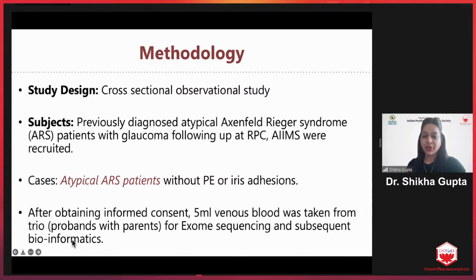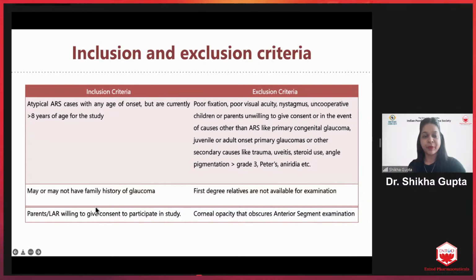So this was a cross-sectional observational study in which we recruited previously diagnosed atypical ARS patients with glaucoma who were following up with us. They had none of the characteristics of posterior embryotoxon or iris adhesions. After obtaining informed consent, we took trio blood samples for whole exome sequencing and processed them. The inclusion criteria were that they had to be more than 8 years of age so that we could strictly phenotype them, with or without any family history of glaucoma, and ability to participate with consent.